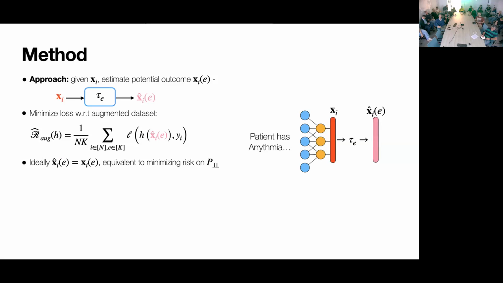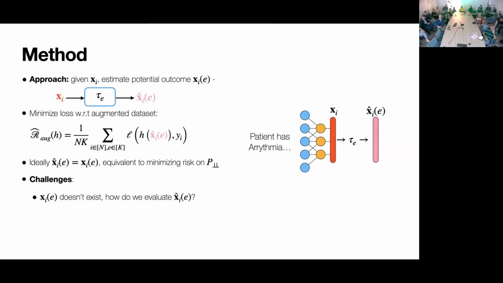Then we're going to minimize loss with respect to this augmented data set. It's going to contain all of our original examples and the examples that we've generated using tau. And ideally, if we have a perfect approximation, meaning that we can actually generate this counterfactual quantity, this will be exactly equivalent to minimizing risk on this ideal independent distribution.